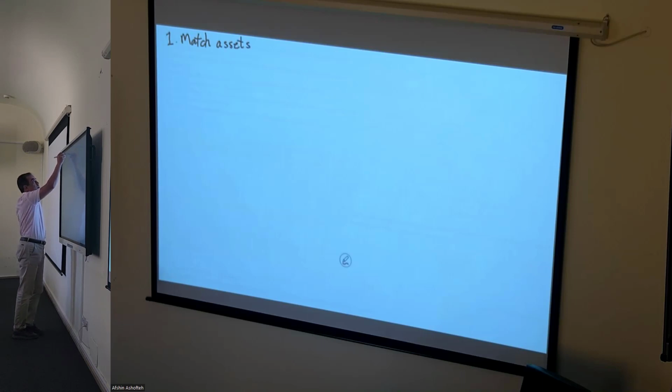Okay, so how does a bank manage assets and liabilities to earn the highest possible profit? First, we must do what? Match the assets with what? With liabilities. Okay.